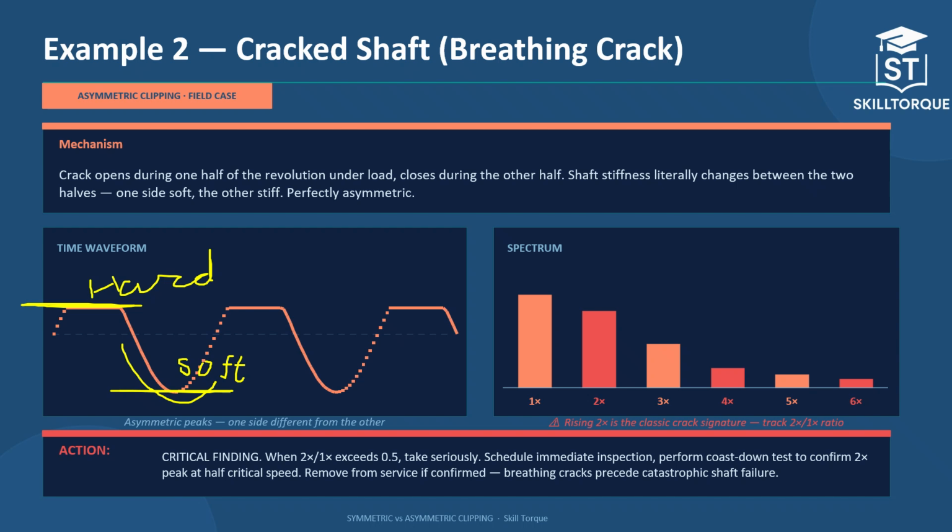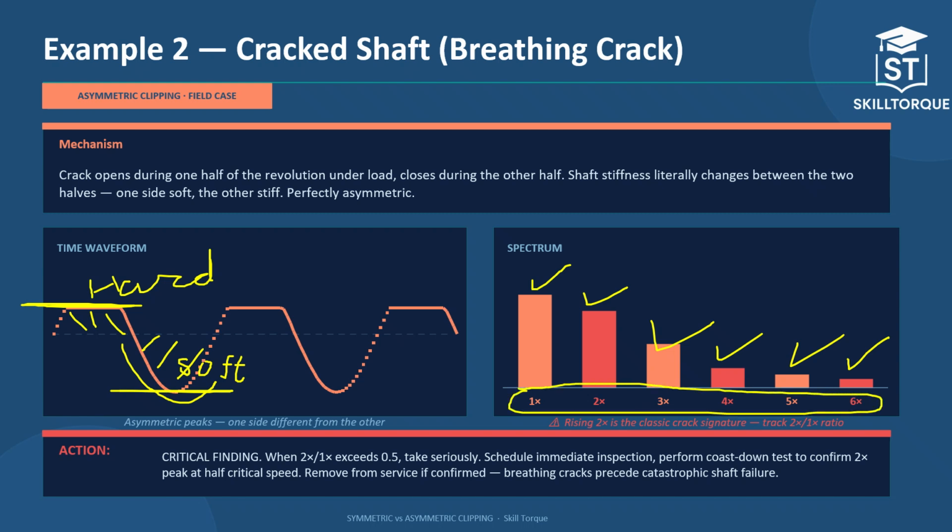So in that case, remember what you will see now: you will be seeing the even harmonics, because on both sides the areas are different. One side the area of the clipping, one side the area of the free one. So you will be seeing 2x, 4x, 6x, and also the odd harmonics. Or in a simple way, you will be seeing a series 1x, 2x, 3x, 4x. And especially in cracked shaft issues, normally we will be seeing a dominant 2x.